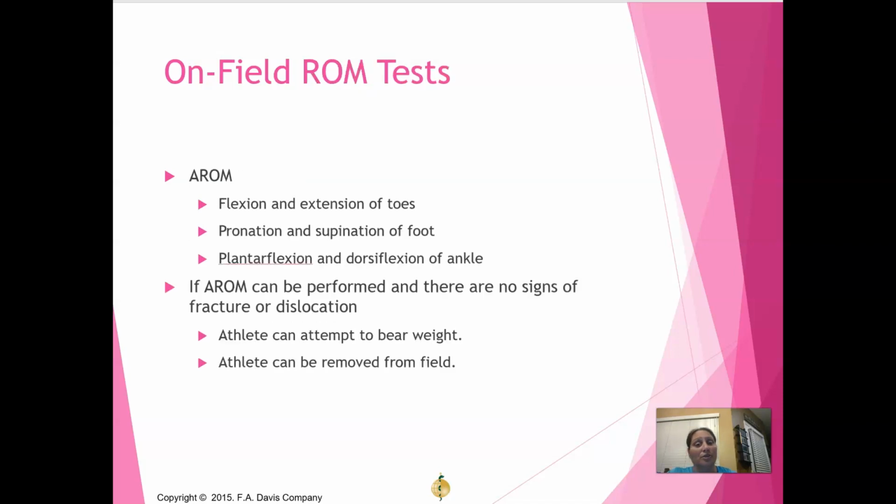We can do on the field range of motion tests. We're doing active and passive. Unless I think there's a fracture, I might try and get them off the field to then take the shoe off and get a better range of motion and feel for it. Because when you're on the field doing all of that, all eyes are on you. And sometimes it will exacerbate the athlete. They might start getting anxiety or whatever the case may be. Oh, everybody's looking at me.